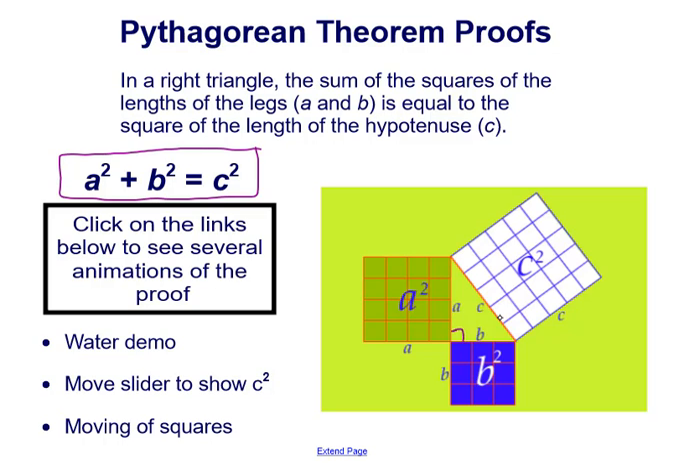So there are several different demonstrations and animations that show the proof of this theorem. There's a video you can watch that shows how water will fill up when you square each side, and it will fill the third side. And you can use the next two links to actually move a slider and show how, again, the areas of A squared and B squared will fill up that area of C squared. It's proving that that equation is true for all right triangles when they're labeled in this way.